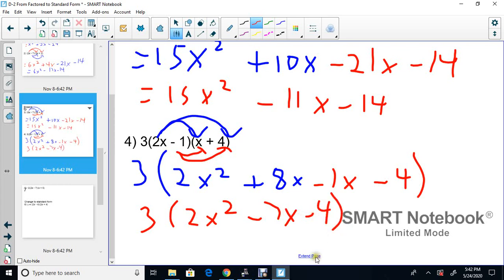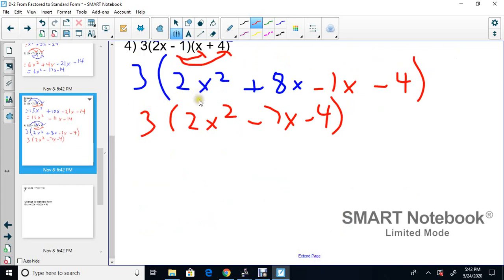Now, on the next step, we multiply the 3 to each of the numbers. So everything gets multiplied by 3. So it's as if we shoot arrows to each one. That gets multiplied by 3. That over there gets multiplied by 3. And the last one gets multiplied by 3. So 3 times 2 is 6x squared. 3 times negative 7. I know it's going to be negative.